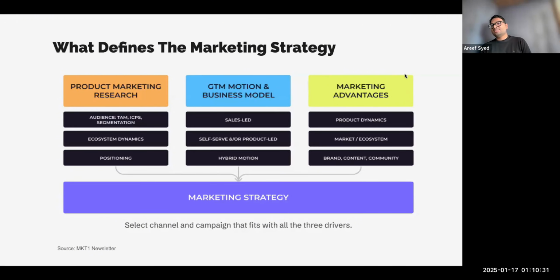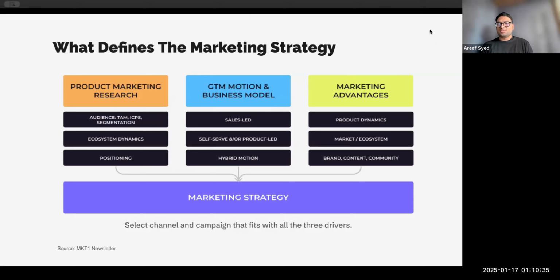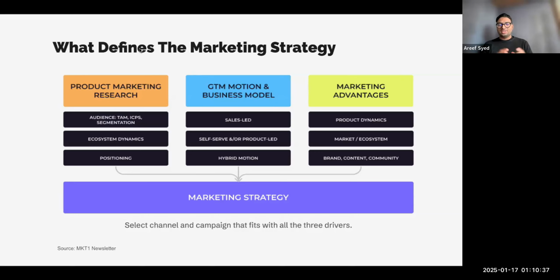And finally, the third one, the marketing advantages, which is more like the USPs of the product. Like for example, here we have three. I'll give you a brief about this, wherein, for example, product dynamics. So you have a product which is significantly better than other players in the space. Like you definitely save 50% of the money that people are spending on the product today. That is a significant advantage that you need to consider as an input for all your marketing.